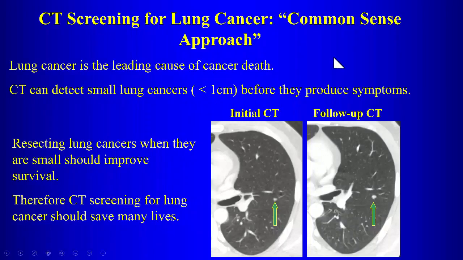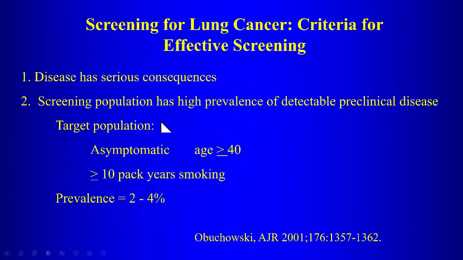So the common sense approach for lung cancer screening: lung cancer is the leading cause of cancer death, and we know that CT can detect small lung cancers less than 1 centimeter before they produce symptoms. So this is an example, initial CT, follow-up CT, very small lesion, we see that it's grown. And we know that resecting lung cancers when they are small should improve survival. So therefore, CT screening for lung cancer should save many lives. But it's not always as clear-cut as this because there are other factors to consider.